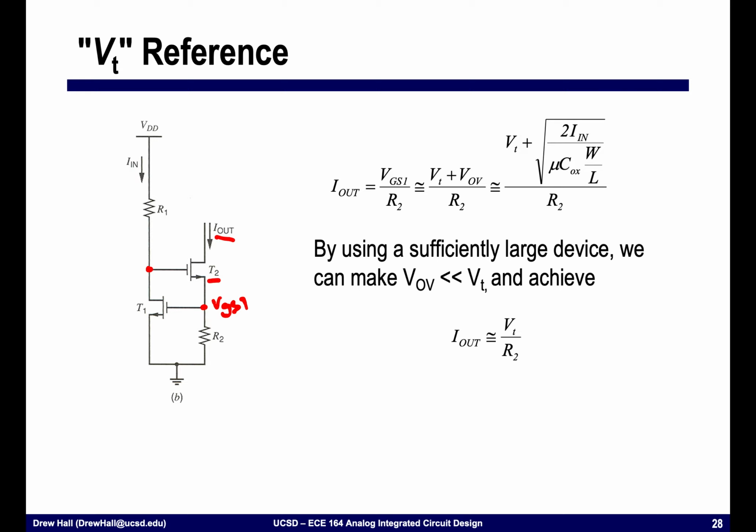Okay? And if I make the device sufficiently large, that is, if this transistor T2 or M2 is very large, we can make VOV much less than VT. Recall that VT is typically 400 or 500 millivolts. If I have very little overdrive voltage, I'm essentially just limiting this to VT. And so what that does is that sets this equal to VT and makes the output current essentially just equal to VT divided by R2.